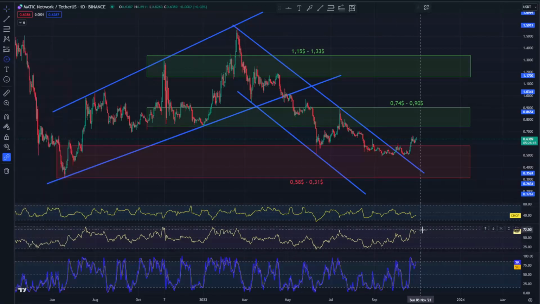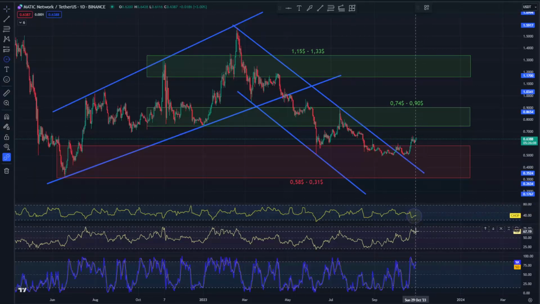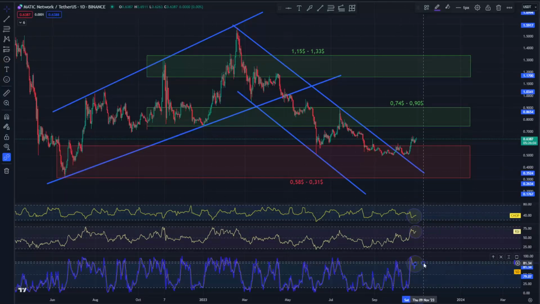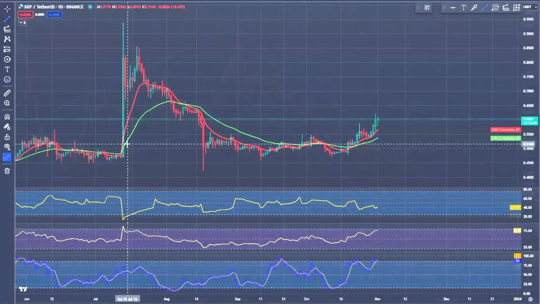Please look at the CHOP index, which indicates that most of the energy has been used, while the RSI and stochastic indicators show that we are moving at the upper limit, which may negatively affect the price and provide a rebound in the coming days.